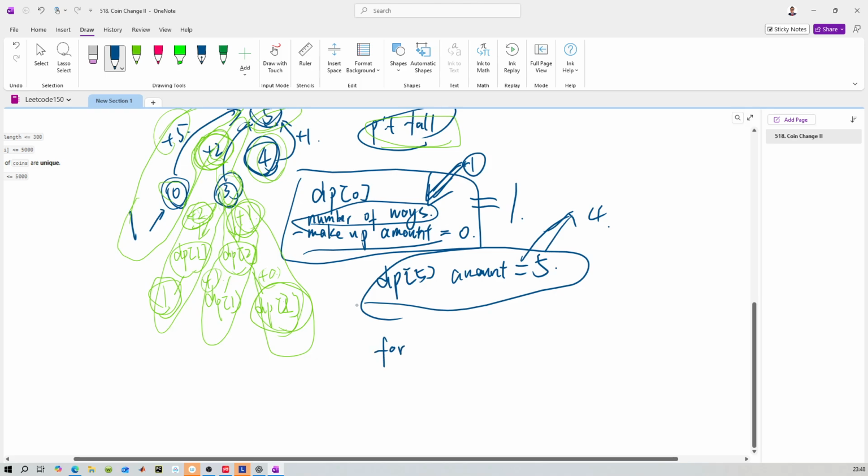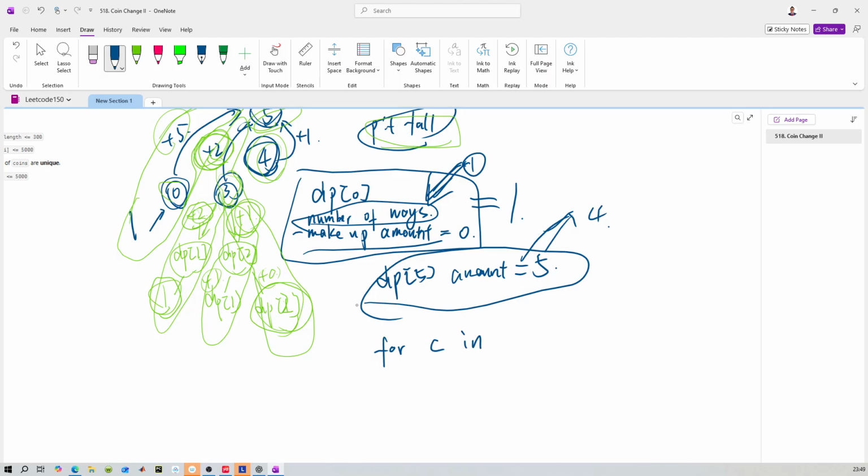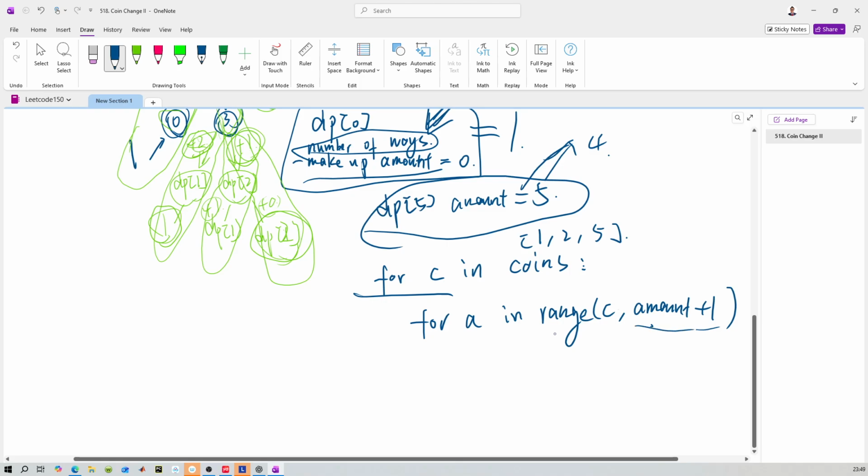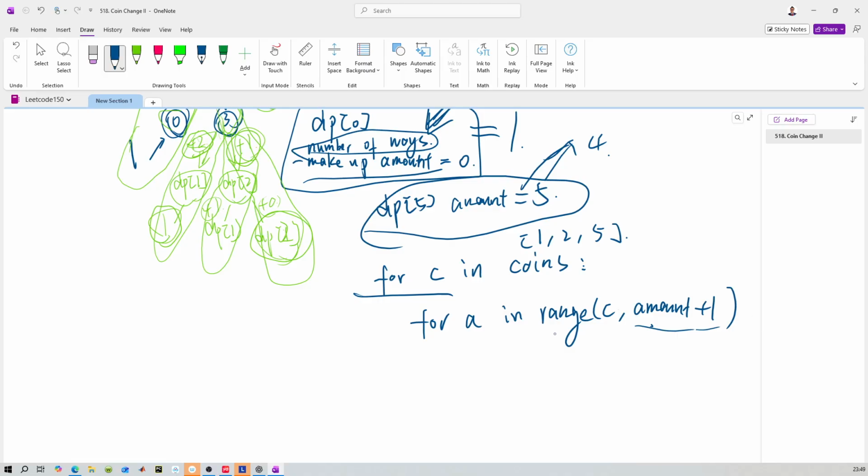The trick is that we need to force the sequence of the coins. So we need to put the coin in the outer loop, which means in this case coins 1, 2, and 5. And then we want to calculate the amount, for a in range of c up to amount plus 1. Because range doesn't include the plus 1, it will stop at amount, which is what we want to calculate.